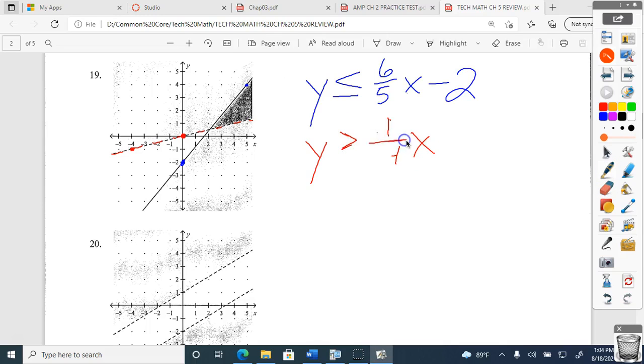Didn't mean to erase my 1/4 there, but I did. 1/4 x, and that's it. 1/4 x, yep. Y is greater than 1/4 x. Everybody good on 19?